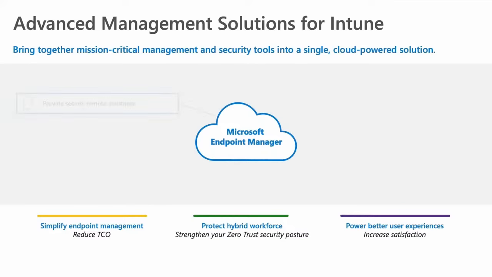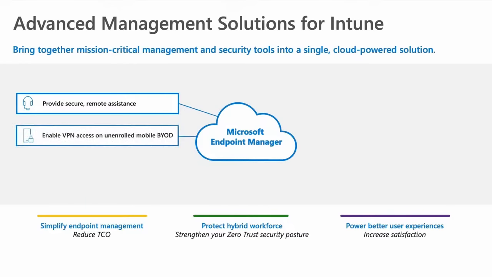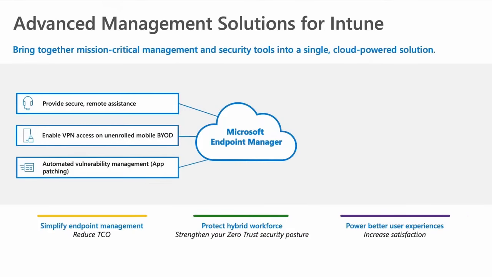So these solutions include a secure remote help solution so that you can remotely connect and troubleshoot your PCs, Macs, iOS, and Android devices. The second solution enables you to access your line of business apps from an unmanaged bring your own mobile device. A third solution helps you make sure that the third-party apps running on your devices are patched and up to date. So this will make sure that any vulnerabilities in those applications are automatically remediated.